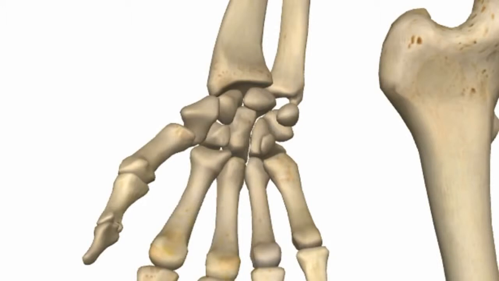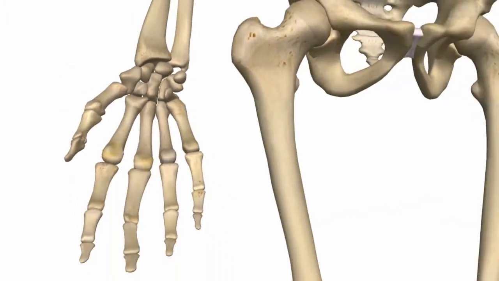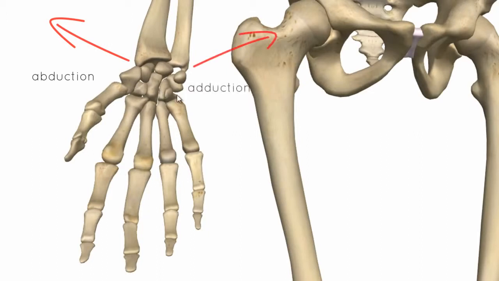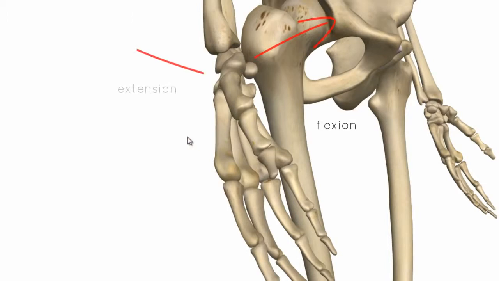So the wrist joint is a condyloid synovial joint, so you get flexion, extension, abduction, adduction, and you get circumduction, which is a combination of all these movements. So abduction is movement in this direction, adduction is movement towards the midline, and flexion and extension, so flexion is up this way and extension is back this way.